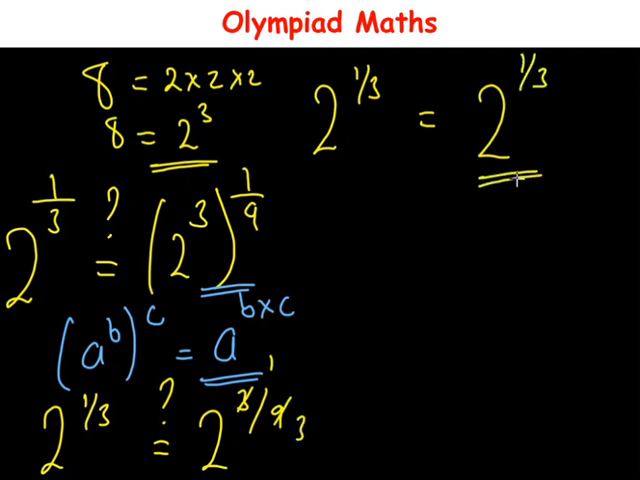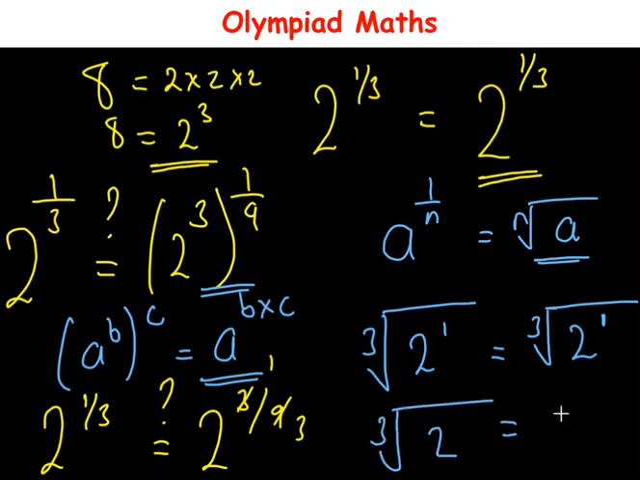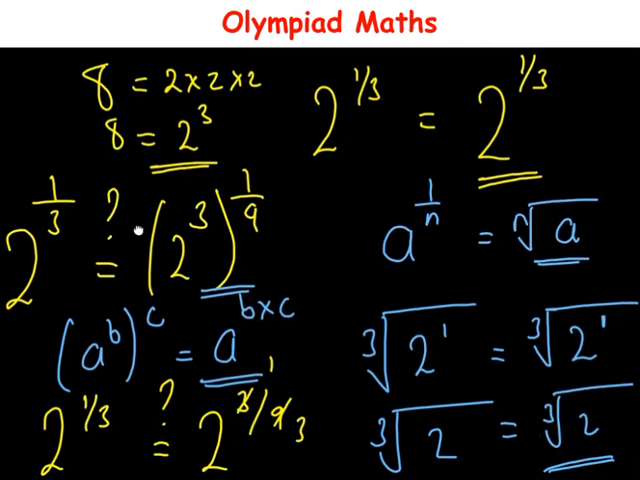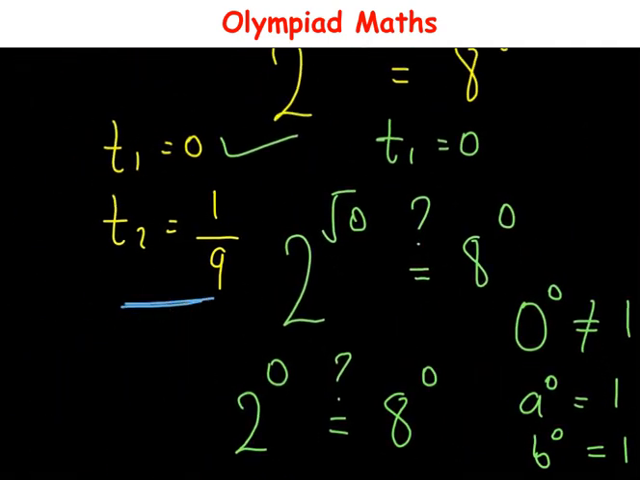Okay, good. Now this can be simplified further, applying this rule, that if you have a raised to power 1 over n, this equals the nth root of a. So applying this right here, this becomes the cube root of 2 raised to power 1, equal to the cube root of 2 raised to power 1. So this becomes the cube root of 2 equals the cube root of 2. As you can see, this means that the second value of t, that t2, which equals 1 over 9, is the correct solution. So that means that the two solutions that we got are the correct solutions for the question.